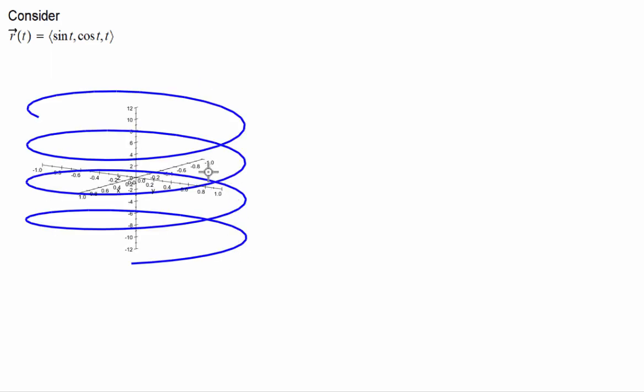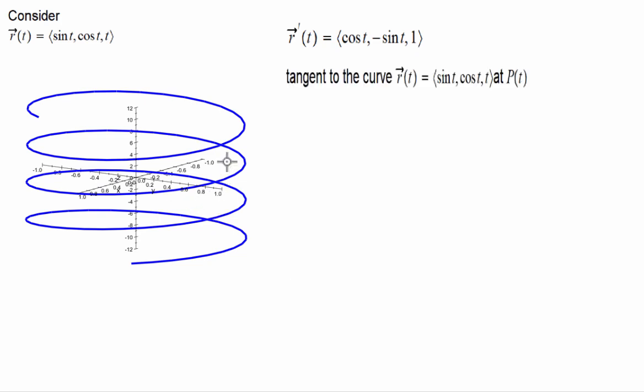Let us consider this curve given by x equals sine t, y equals cosine t, and z equals t. This is a circular helix. Now, if we differentiate r with respect to t, then we get cosine t, negative sine t, 1 as the components, and this will be along the tangent to this curve at the point corresponding to t.